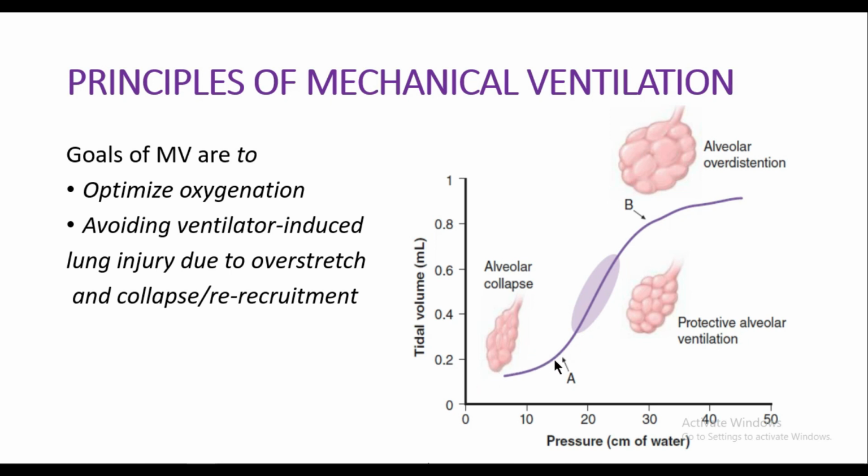Below the A mark, that is if the pressure is low and the tidal volume is also low, then the lung will collapse. And also above the B mark, if you increase the pressure and also tidal volume, there will be alveolar over distension and there may be barotrauma. But between A and B, this portion is called protective alveolar ventilation. So this is the main principle of mechanical ventilation.